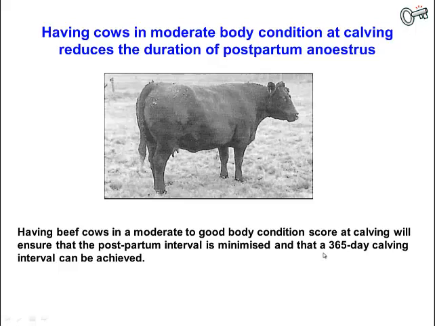In beef cows, at the time of calving, you want beef cows to calve in moderate body condition. You don't want them too fat, but you certainly don't want them skinny. And if they calve in moderate body condition, this is a good moderate body condition in this cow here, then the duration of anestrus won't be too long following calving. Also depends on how much feed is available once they do calve. But if this cow was skinny, she'll take a lot longer to cycle once she's calving.